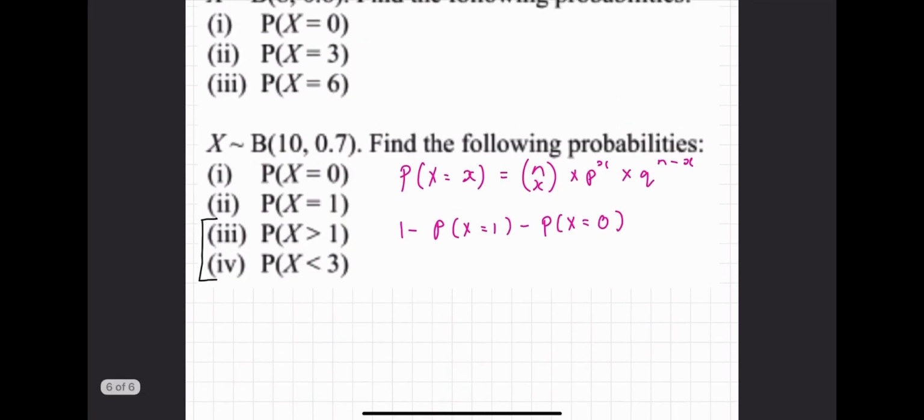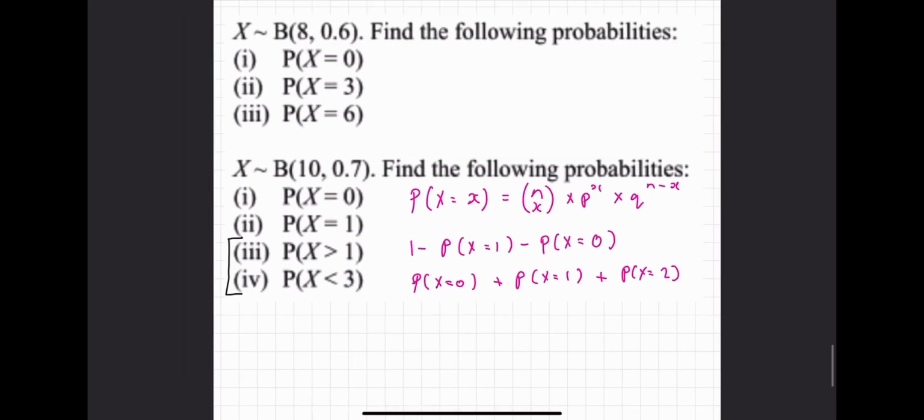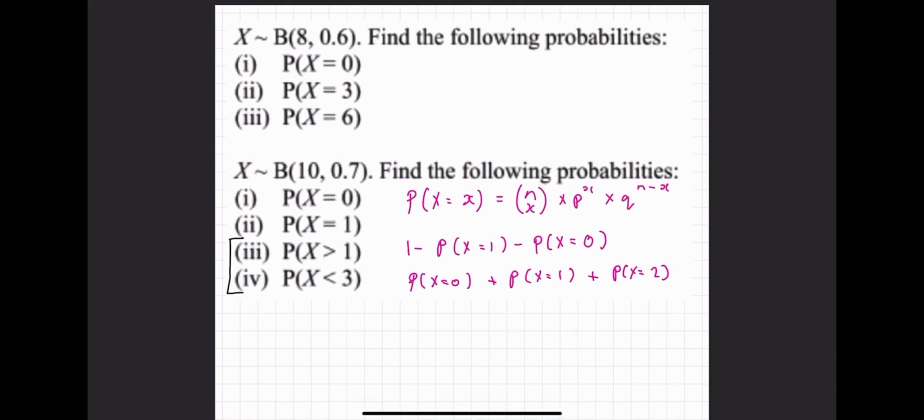And for the probability of x being less than 3, what you'd have to do is the probability of x equaling 0 plus the probability of x equaling 1 plus the probability of x equaling 2. Give these questions a go, let me know what you get, and I will let you know if you've got them right.